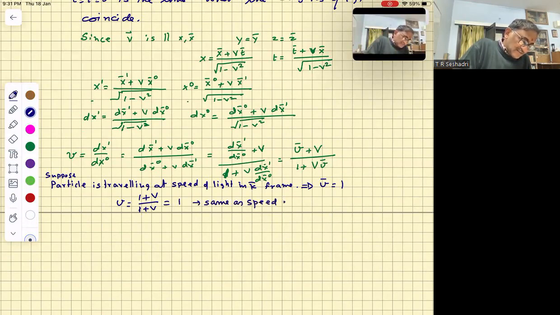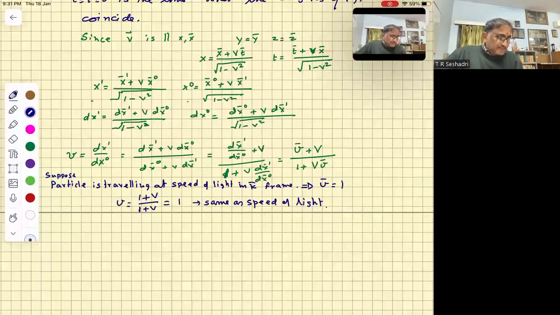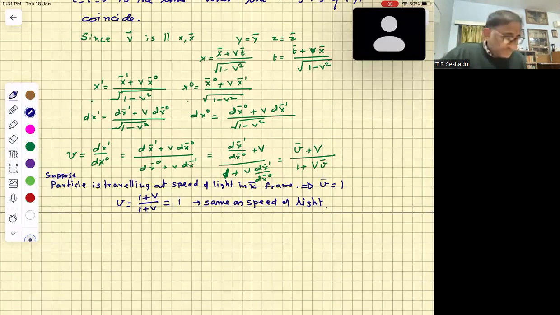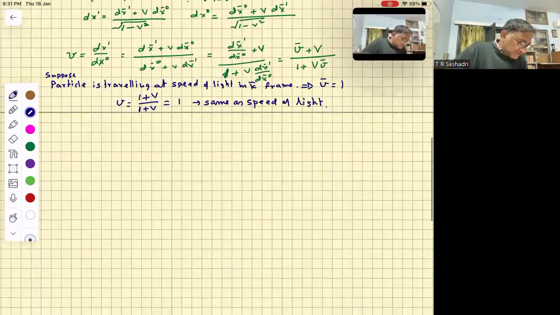So this shows what we started with for the Lorentz transformation. If a particle is traveling at the speed of light in one frame, it is traveling at the speed of light in the other frame also. This is, I think, just a re-emphasis of the fact that the speed of light is invariant when you go from one inertial frame to another. Is it clear? Yes. Okay. So now, this is to do with velocities.